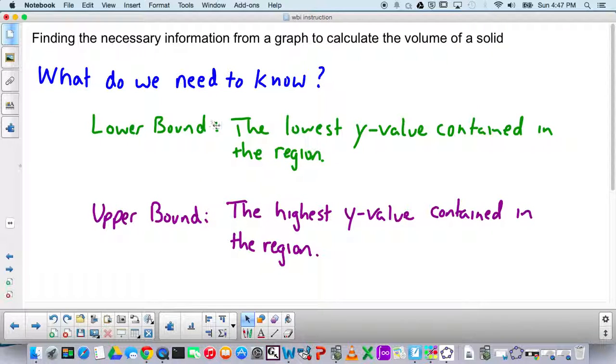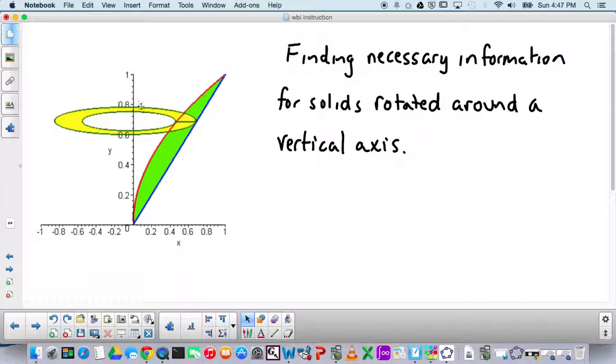So for the lower bound, we're looking for the lowest y value contained in the region. For the upper bound, we're looking for the highest y value contained in the region. Once again, we're just looking for where this thing stops on the y-axis. So we want to find the greatest y value that's contained in the region.